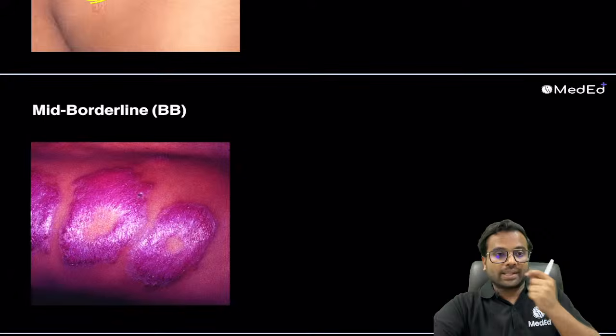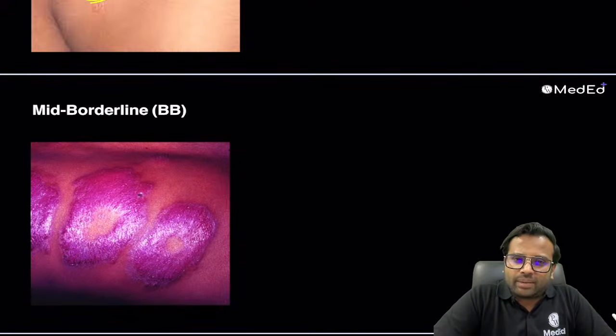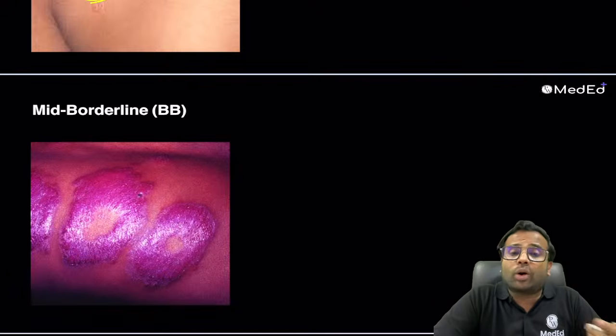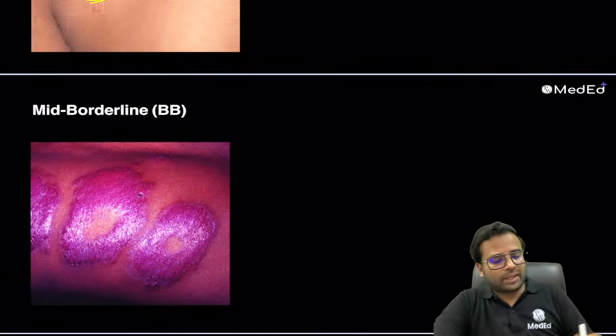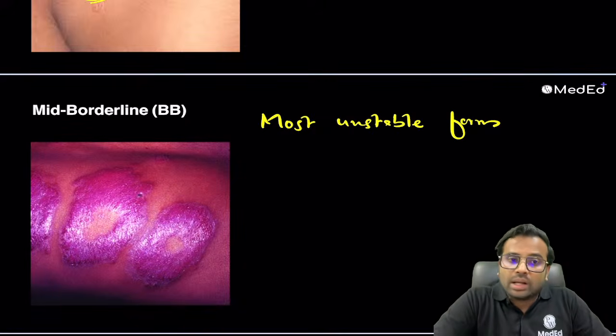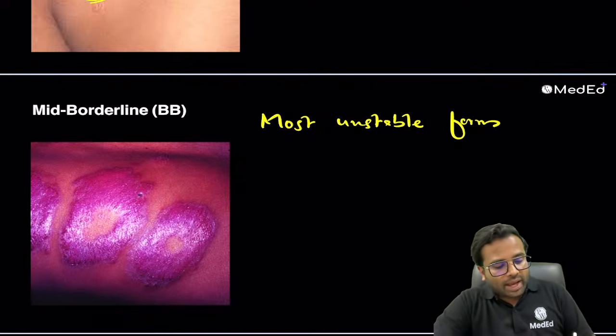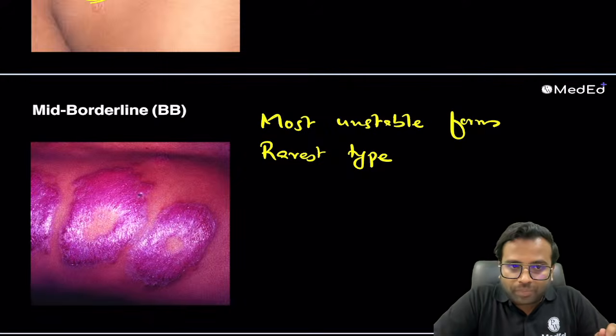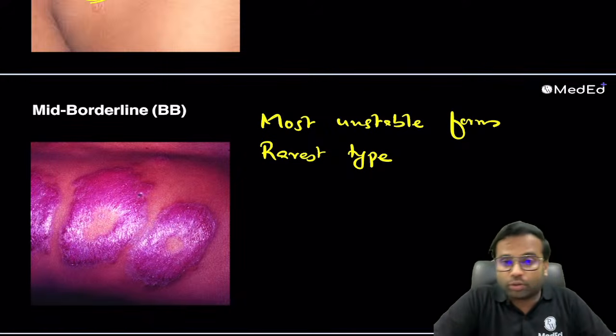Now the next one is mid borderline, which we also call borderline borderline. Now what happens in mid borderline or borderline borderline? This is the most unstable form of leprosy, and the rarest type as well. It is the most unstable form as well as the rarest type of leprosy.